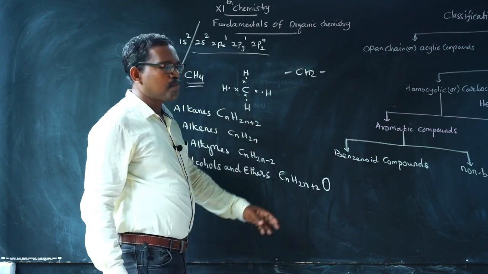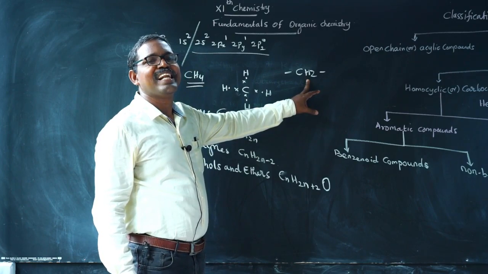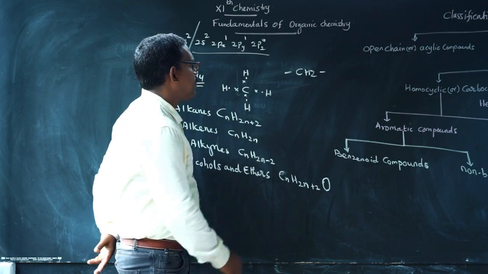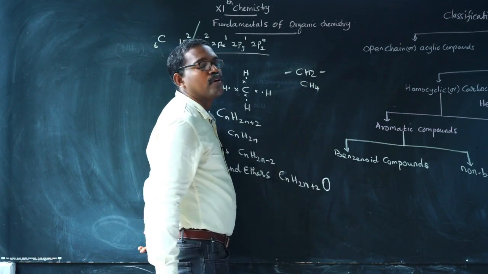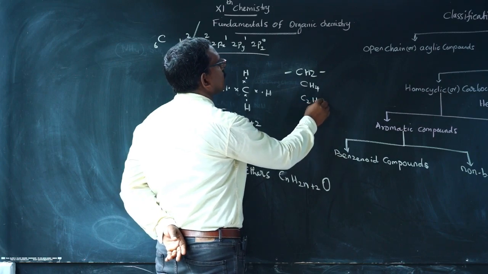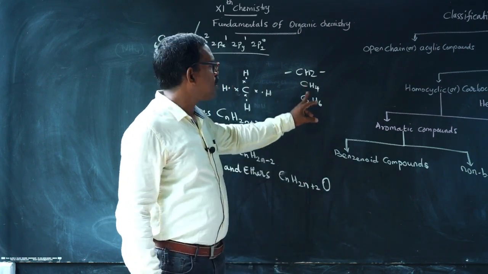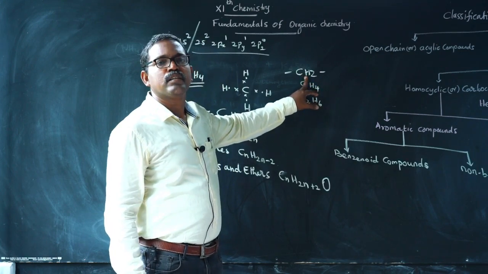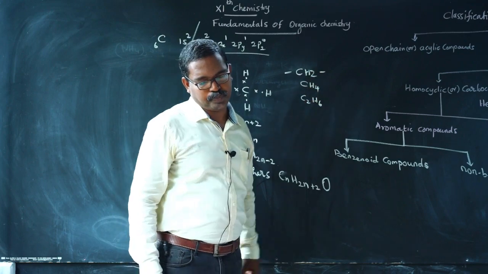All the members of a homologous series are distinguished by the group called the methylene group, CH2. For example, in the alkane series, the first member CH4 is methane. You add CH2, and the second member is C2H6. The successive members of a homologous series differ by the methylene group, CH2.